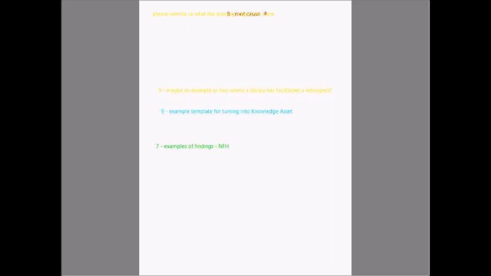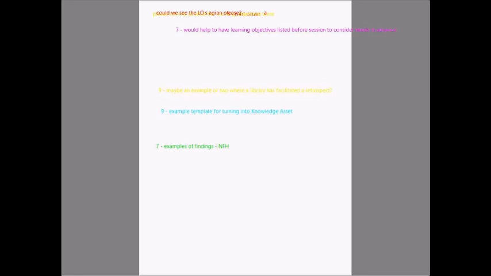So I've got a 7, some examples of findings. Okay, thank you. A 9, an example template for turning into a knowledge asset. That would be useful, and with one of the references at the end, there is a knowledge asset that you can have a look at. Help to have the learning objectives listed before the session to consider. Okay, that's something we can maybe put into our future webinars.